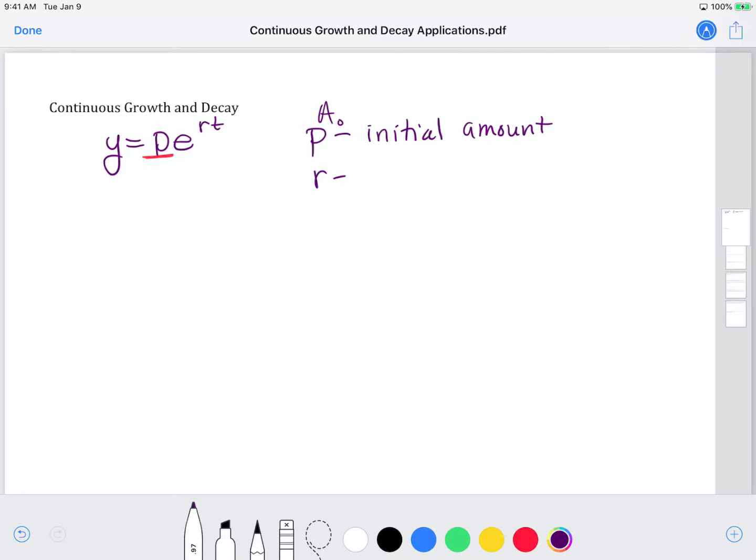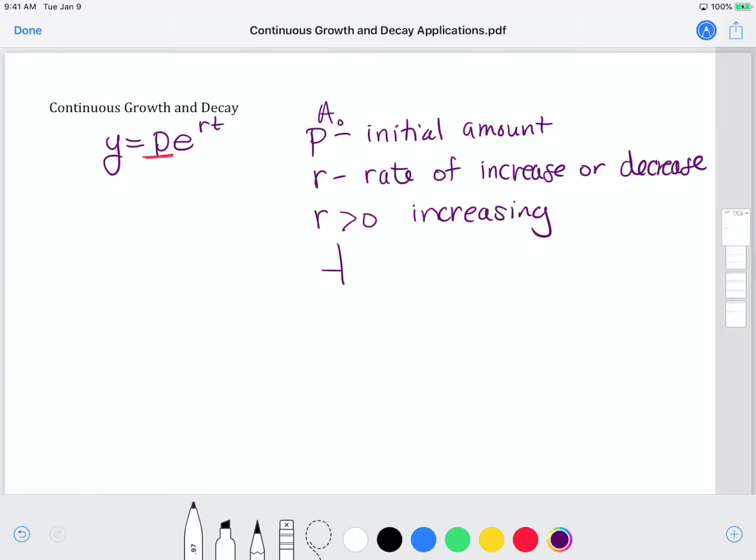R is going to be the rate of increase or decrease. You're going to be able to tell if it's increasing or decreasing depending on what R is. If R is positive, it's going to be increasing. So when you graph it, it will go up like this. And when R is less than 0, it's decreasing, which means it's going to look like this.